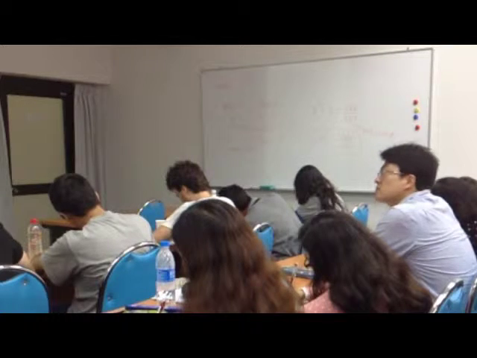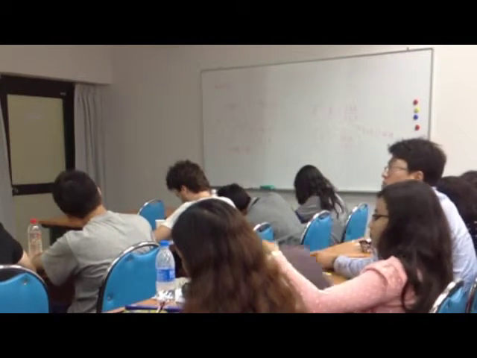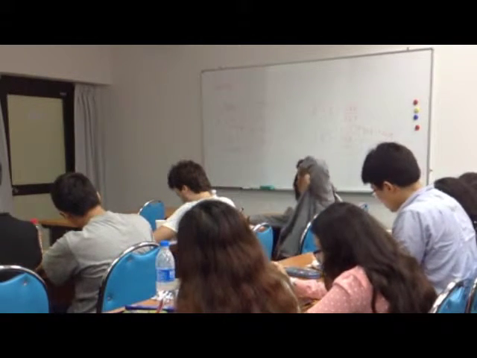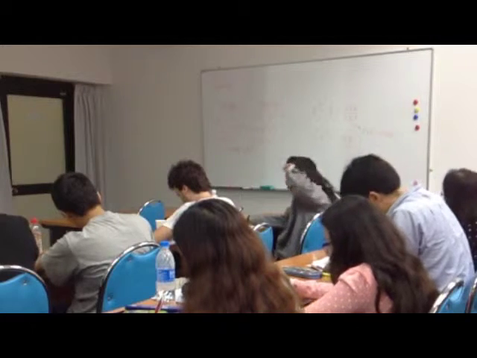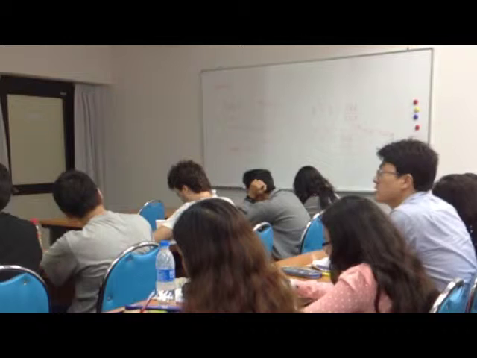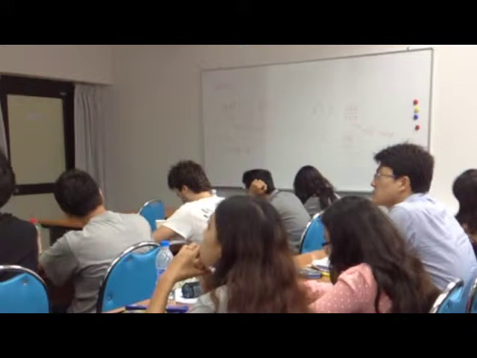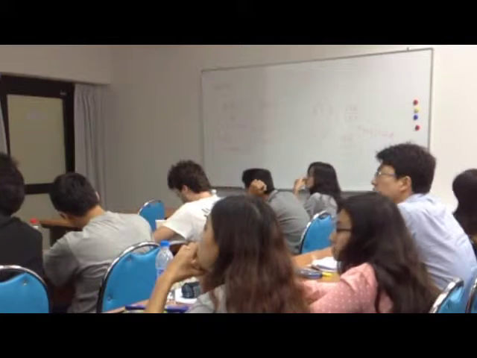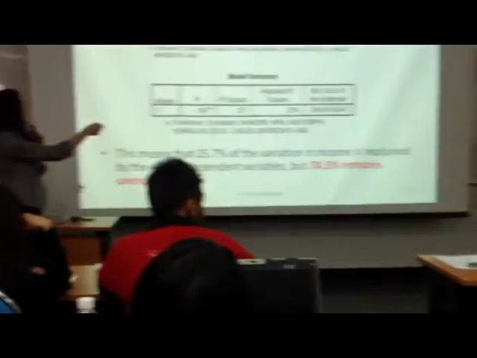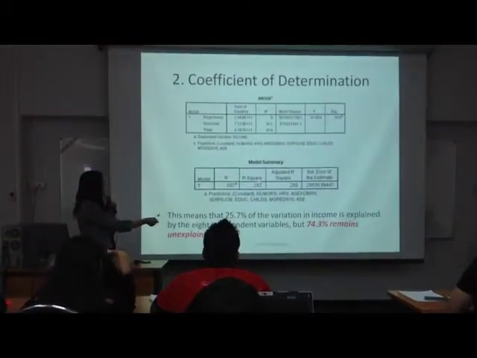And in SPSS output, you can use either the ANOVA table or the model summary table to find R square and adjusted R square. For the model summary, they put the R square and adjusted R square directly. But in ANOVA, if you would like to find R square, you have to use SSR, which is this one, and divide it by SST. Then you get the same thing.